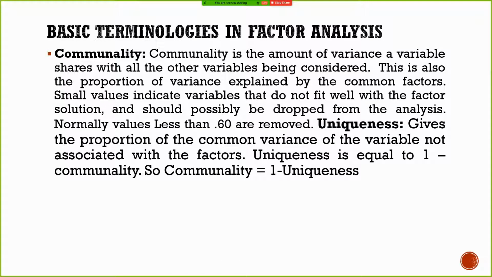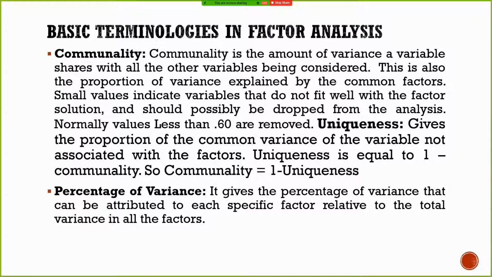Communalities. Communality is the amount of variance a variable shares with all the other variables being considered. But in jamovi that we are going to use, it gives uniqueness. So 1 minus uniqueness is your communality, or 1 minus communality is your uniqueness. Normally it should not be less than 0.60, but even 0.50 is good enough. Then percentage of variance: once you get the factors from your exploratory factor analysis, it gives the percentage of variance that can be attributed to each specific factor relative to the total variance of all the factors. So how much variance can be accounted for by each factor that you have taken for this study? We'll be looking at that as well.